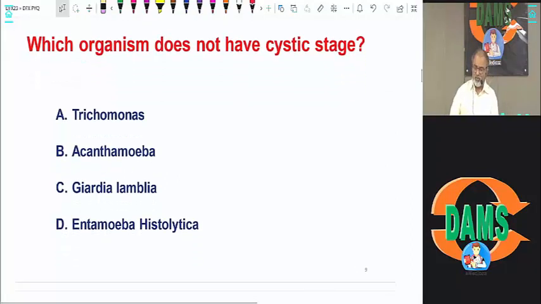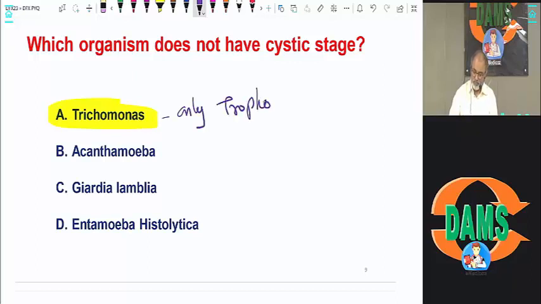Which organism does not have a cystic stage? Beautifully people answered. Trichomonas, because Trichomonas has only 1 stage, only trophozoite. All other organisms have cyst and trophozoite.